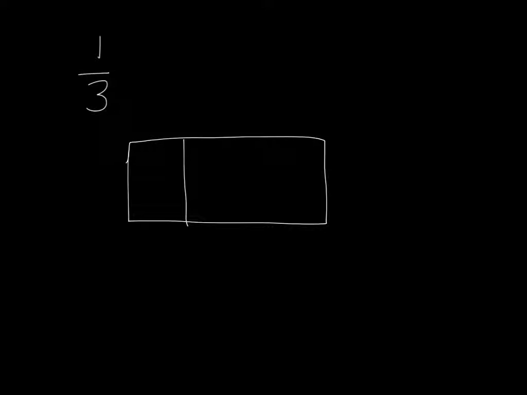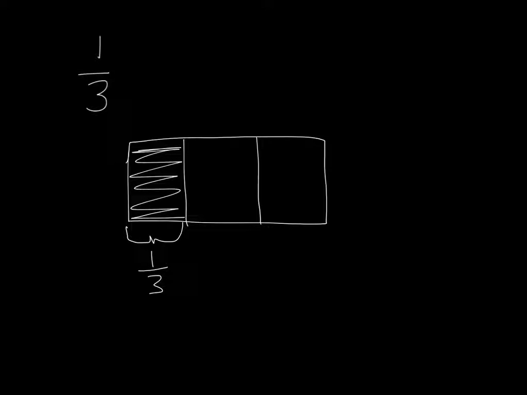Here's my tape diagram. I'm going to break it into 3 equal parts, and I'm going to shade in one of them. Now we know that this right here is 1/3. It is one of 3 equal parts. I want to find a fraction that is equal to 1/3. So what I'm going to do is take each of these thirds and multiply it by 2.